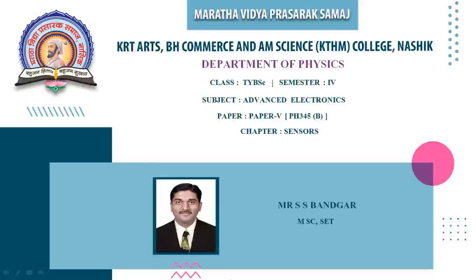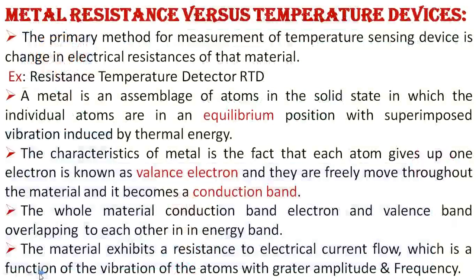Today we are going to discuss TYBSc paper 4, Advanced Electronics. Today we are going to discuss the first chapter, sensors. So starting with the first concept, metal resistance versus temperature device.